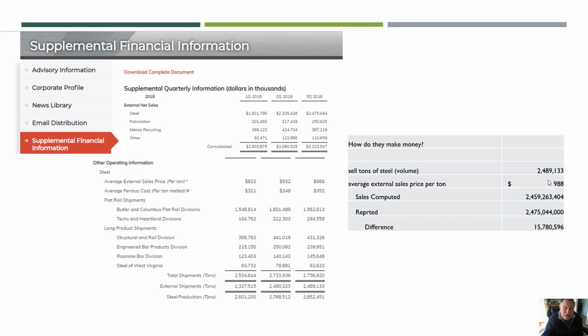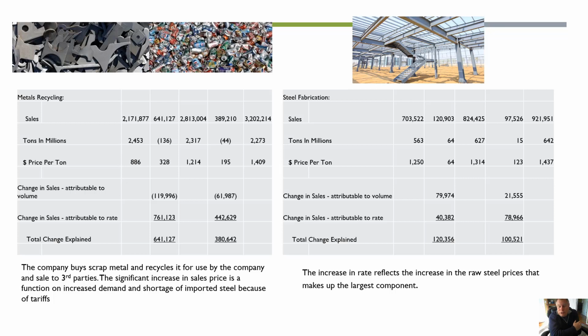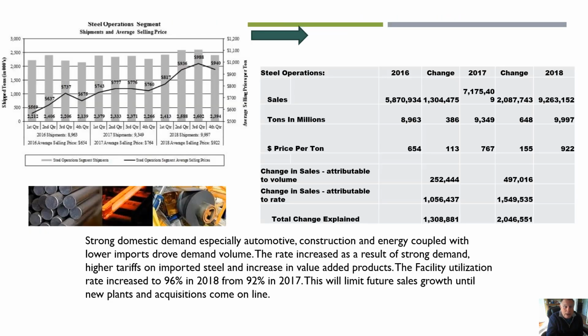So if we're looking at sales and how they make money, it's the number of tons of steel sold and how much they sell it for. I then was able to go down and look at it by business. And then I was able to do some computation, which you'll do in the next project, that breaks the change in sales down to an amount attributable to volume and attributable to rate. And I found a graph.